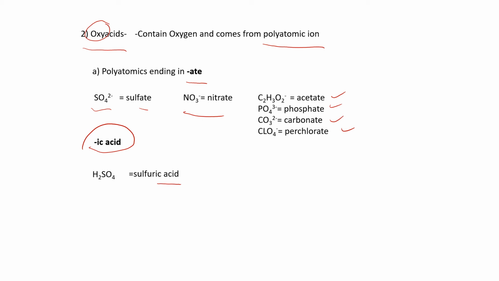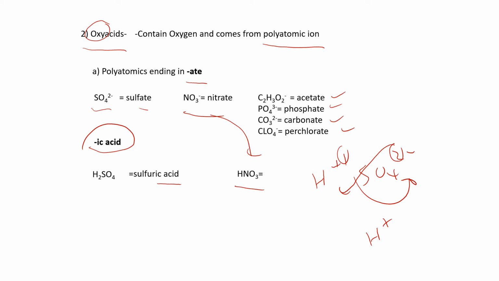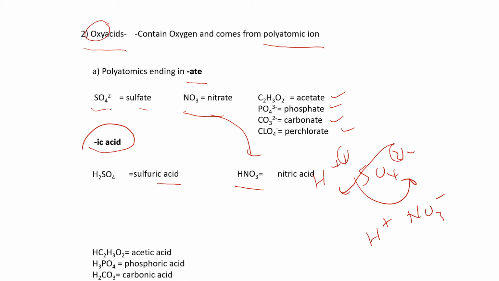The other ones were hydro-ic acid; this is just -ic acid. Notice that it's H2 because, remember, hydrogen is positive 1, sulfate is negative 2, so we just reverse the 2 and the 1. So it's sulfuric acid, H2SO4. Another one is HNO3. In this case, hydrogen is H+, and the nitrate, if you look at that, is NO3-. So it's just a 1-to-1 ratio. This one is going to be nitric acid.